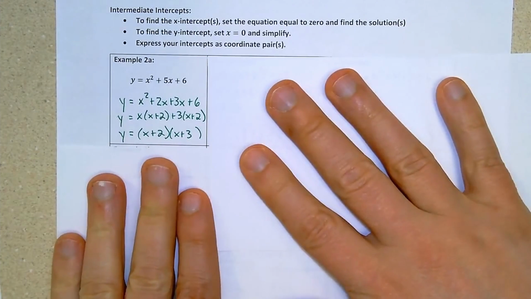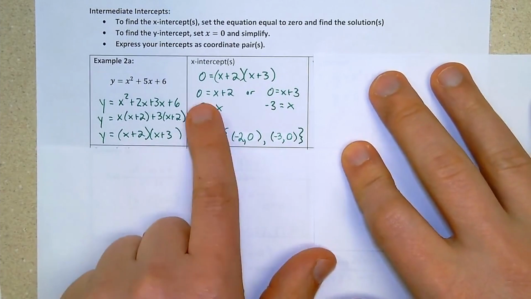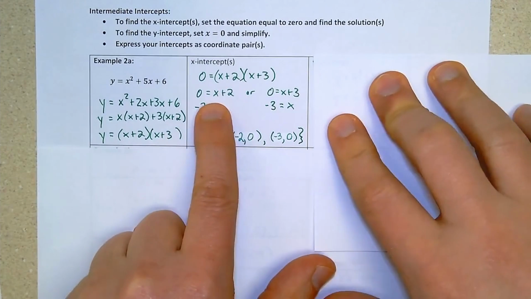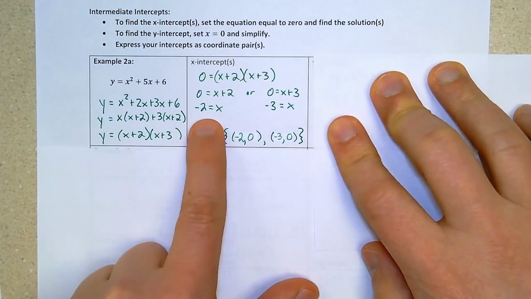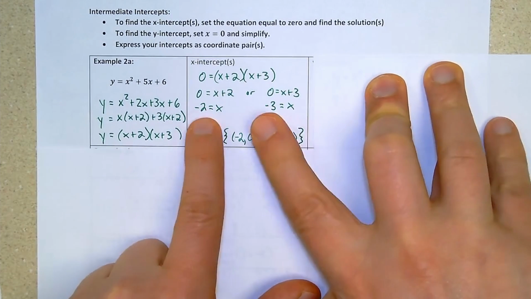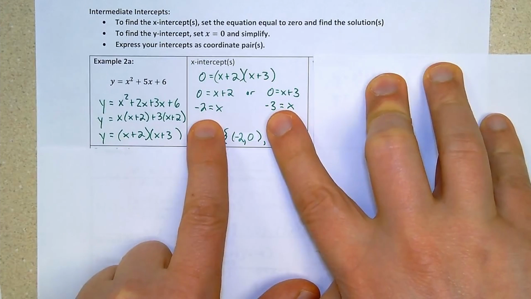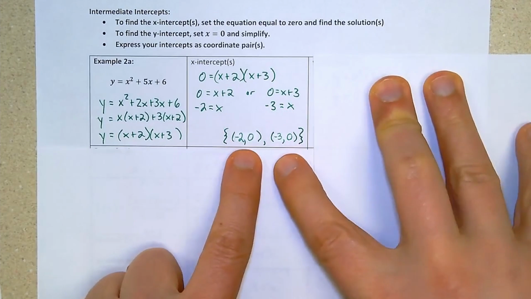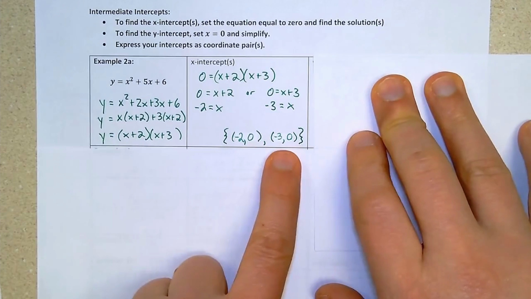When we set that equal to 0, we are going to apply the zero product property, which means either the first term is 0 or the second term is 0. Solving each of those term equations, we get two roots or two zeros for the function. And this allows us to see that there are two intercepts. One of them is at -2, 0, and the other one is at -3, 0.